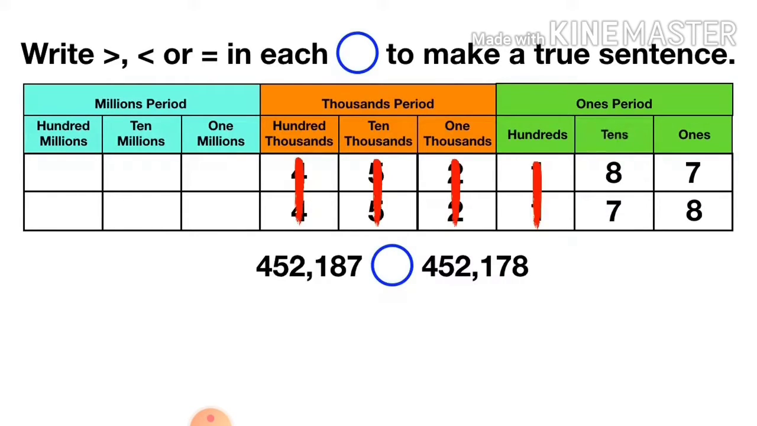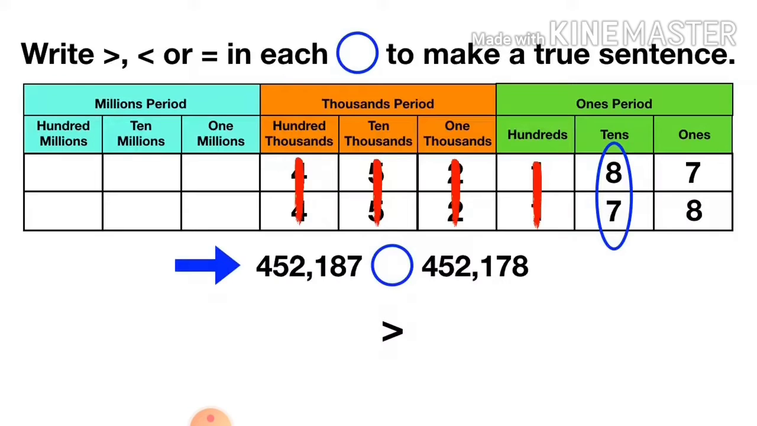Now we get to the tens place. When we look, the first number has an 8 and the second number has a 7. Finally, we found a place value that'll let us compare these numbers. We can see that an 8 is bigger than a 7, so the first number must be bigger than the second number. Now here's a trick for remembering which way to place your greater than or less than symbol.